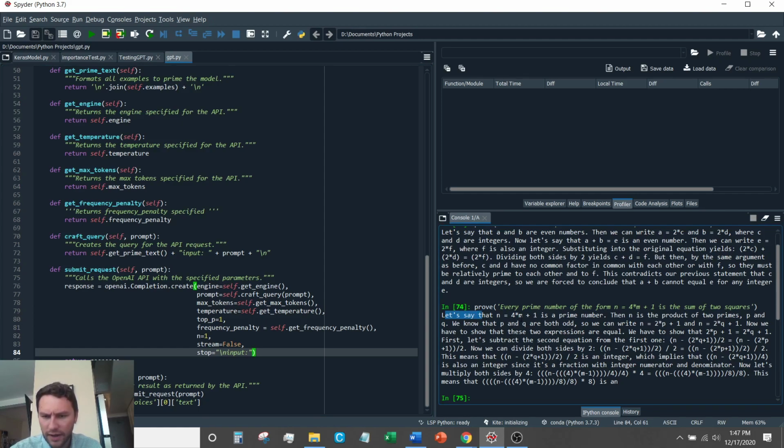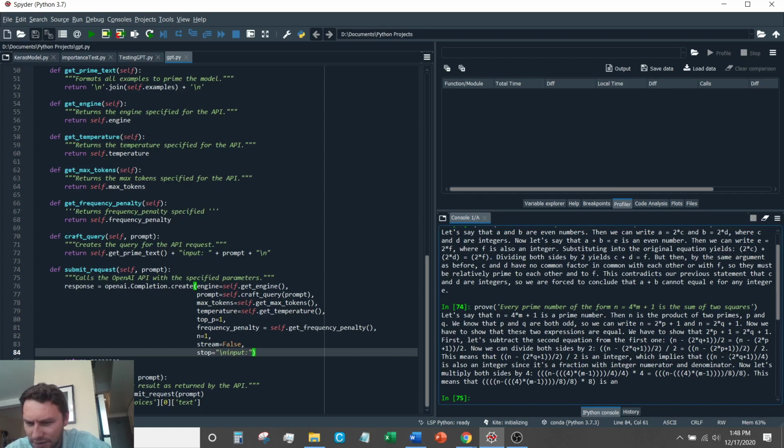Okay, let's say that 4m plus 1 is a prime number. And is the product of two primes, P and Q. We know that P and Q are both odd, so we can write... that's false right off the bat. Now we have to show that these two expressions are equal. We have to show that... Well, that is what equals means, so that's accurate there. Subtract the second equation from the first. So let's see, they bring that Q over. That looks pretty accurate. Now we can divide both sides by 2.